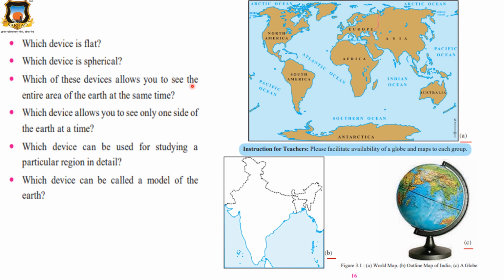Clear? Which device is spherical? Globe is spherical. Yes. Which device is spherical? Globe. Can you see? Globe is spherical in shape.